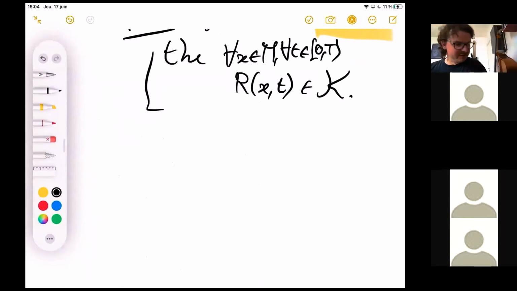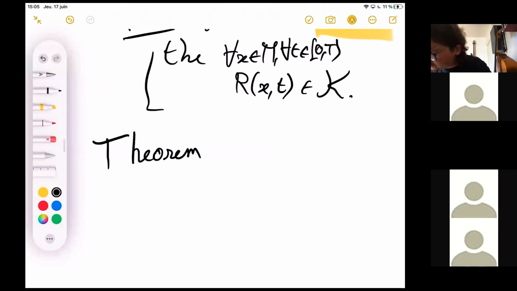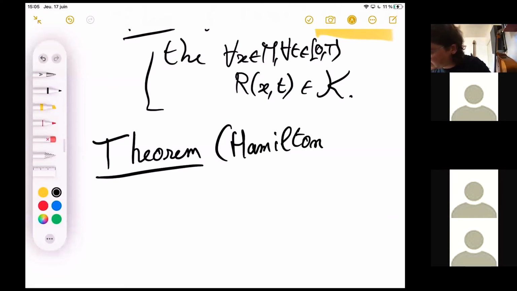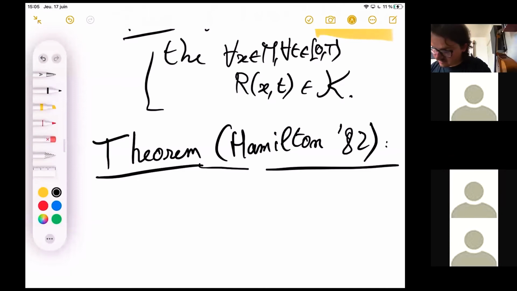And a big application of this circle of ideas is the theorem that I wanted to give you an idea of the proof of. So I will do pre-Perelman Ricci flow, and actually the genesis of the origins of Ricci flow. I will give you an idea of the proof of the first non-trivial theorem about Ricci flow. That was proved by Richard Hamilton. I think the paper was published in 1982.